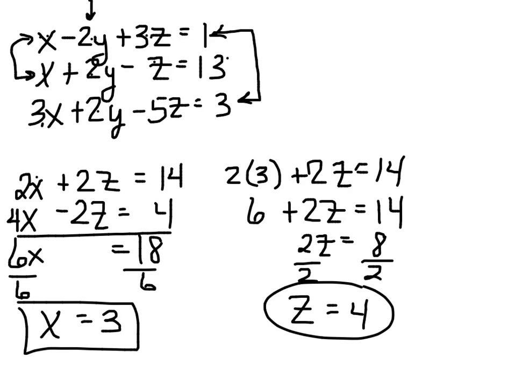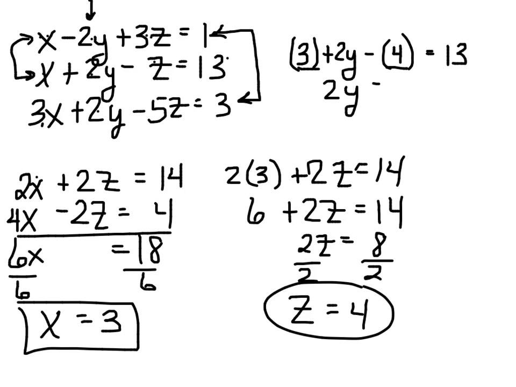So now that I have two of them, let's go back to one of the originals and find the y's. I'm going to use the middle one in this case. I don't want to use the top one because I had a negative 2 in front of it. So I've got 3 plus 2y minus 4 equals 13. 3 minus 4 is negative 1. Add 1 to both sides, I get 2y equals 14. Divide by 2 and I get y equals 7.